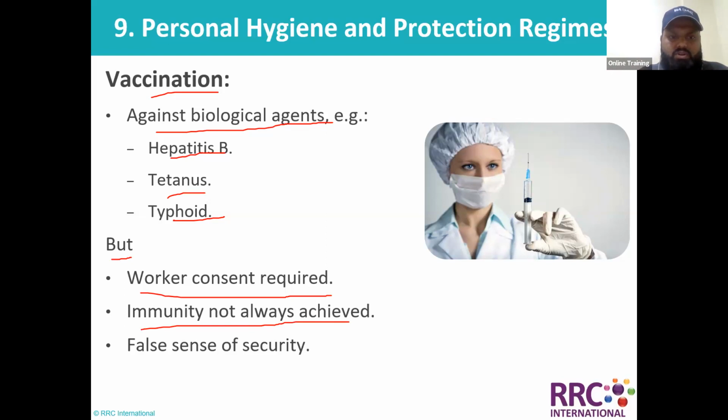Okay, then immunity is not always achieved. Maybe you got vaccinated, but you get sick again. Like in the COVID scenario, some of the guys, even though they were vaccinated, still got infected. Then next is false sense of security. Different scenarios are there, so that is where people may have different thoughts about that. So we can go for the vaccination, but these are the factors we need to consider.